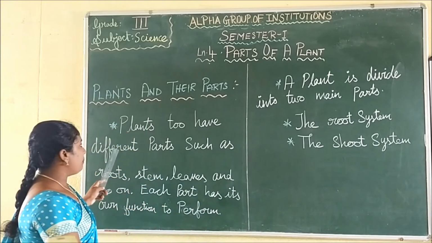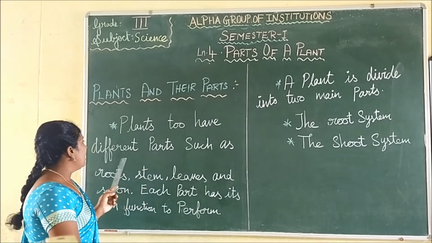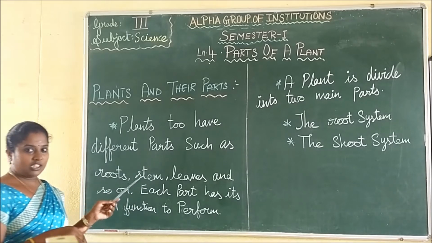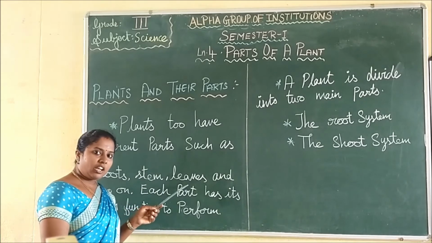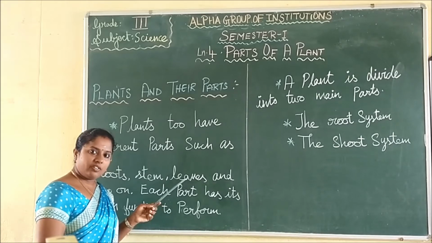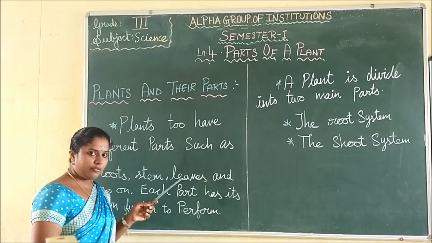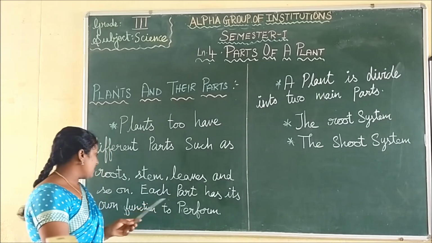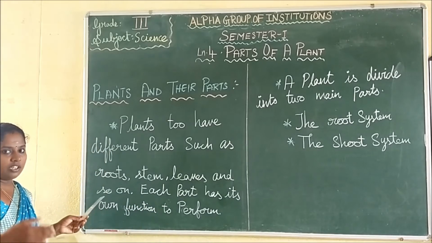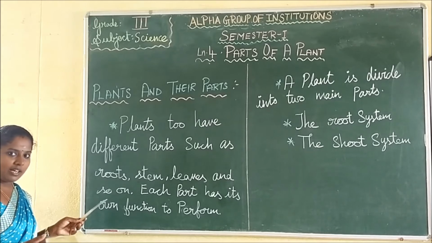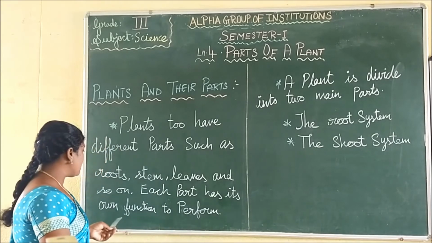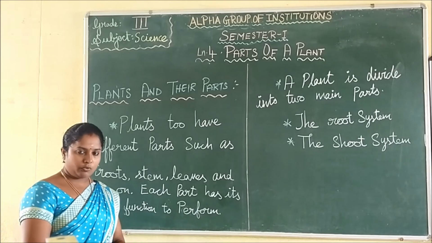So the plants too have different parts such as roots. Roots will be below the ground. We cannot see it often. It will be below the ground. Then stem, leaves, and so on. That is flowers, fruits, vegetables, buds. Many are there. So each part has its own functions to perform.